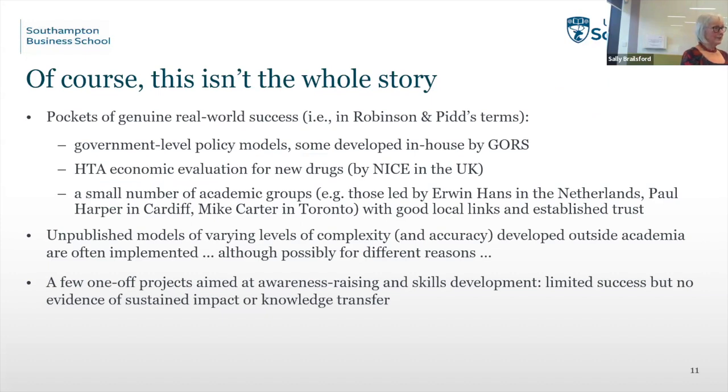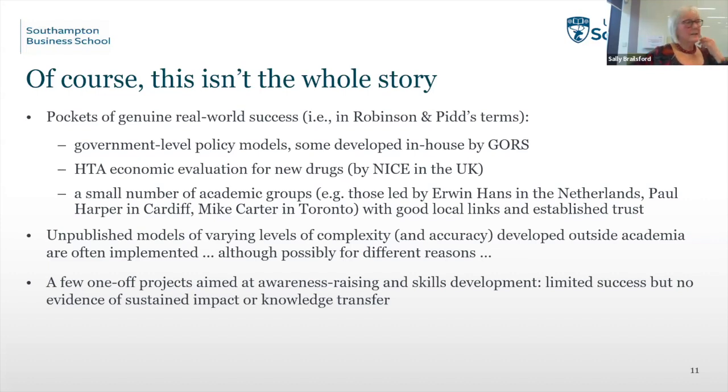There are some pockets of success. Obviously there are models which are used in terms of policy making. We all know about the COVID models, which sadly were not developed by OR people. And one of my annoyances is the extent to which OR was not really used where it could have been used for informing operational decisions, things that we know it's really good at.